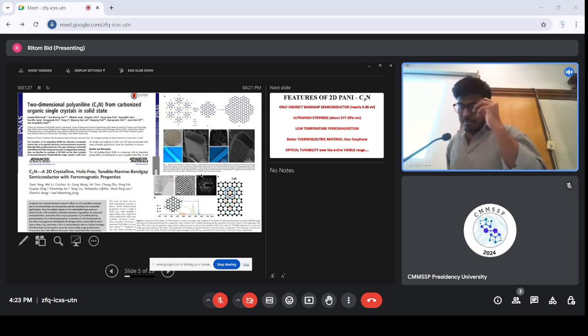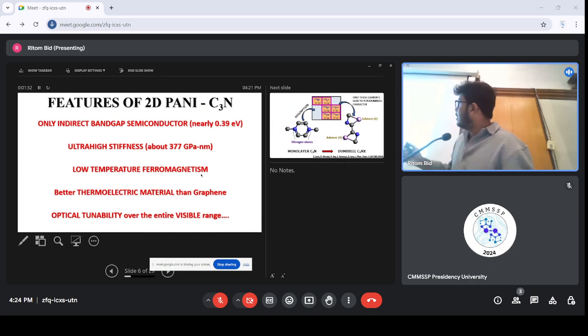This followed a successful bulk-scale synthesis of two-dimensional C3N, which is the monolayer polyaniline. It was a long-standing problem, and it was synthesized by two different groups, by two different techniques, a polymerization technique and a simple wet chemical reaction. So this is our parent structure. We took this structure for our work, and it has some intriguing features. For example, it is the only intrinsic bandgap semiconductor in this family of CxNy. It has ultra-high stiffness, higher than graphene, low-temperature ferromagnetism, much higher thermoelectricity, and optical tunability over the entire visible range, and many more.